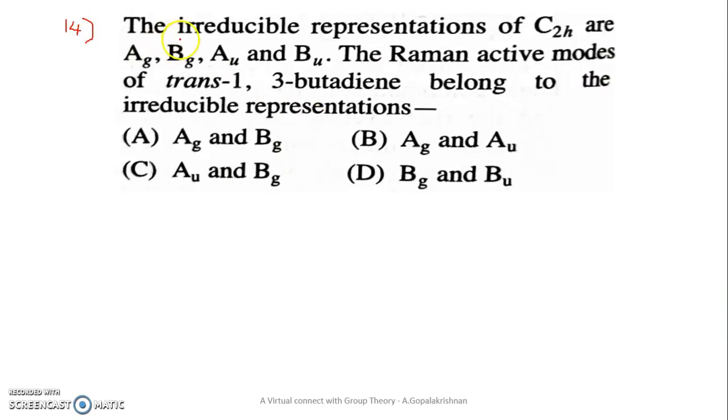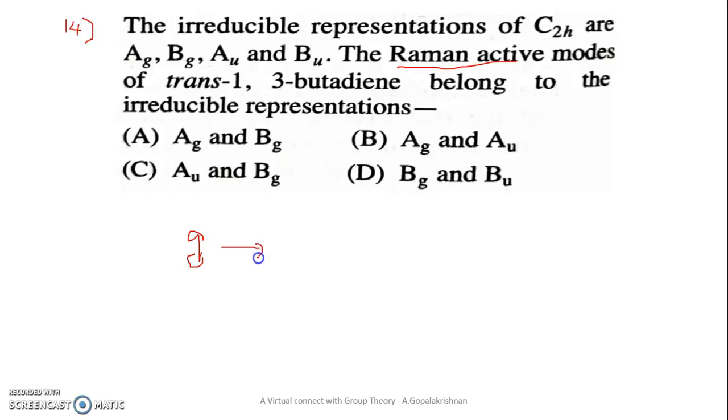Question number 14. The irreducible representations of C2h are Ag, Bg, Au, Bu. The Raman active modes of trans-1,3-butadiene belong to which irreducible representation? Listen, they are asking for Raman active modes. I have told you, listen, gerade vibrations are Raman active, ungerade vibrations are IR active. Correct? So gerade vibrations are Raman active.